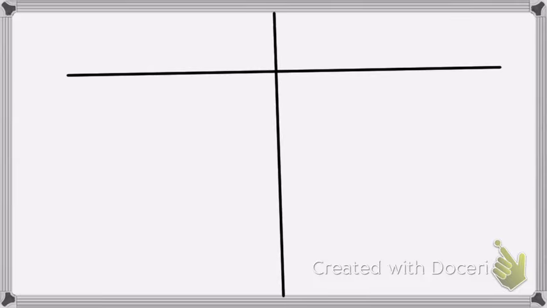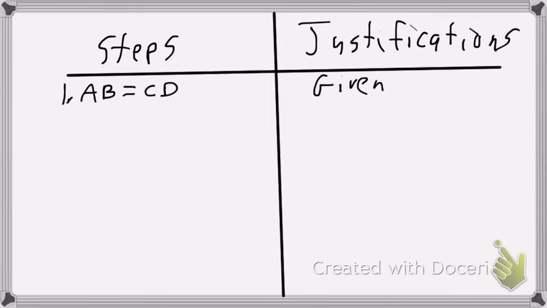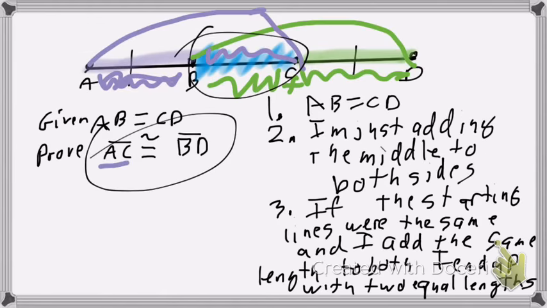So I'm going to start off. I'm going to draw my little table here. And over here, I'm going to have my steps. And over here, I'm going to have my justifications. Step 1. I said that AB equals CD. You know what? That's given. That's the only piece of information we were given, right? So next, let's look at what we said next.